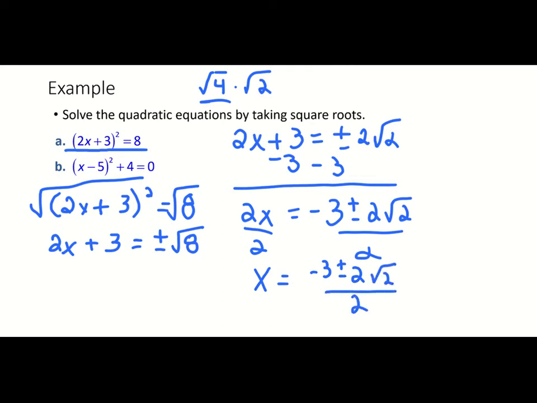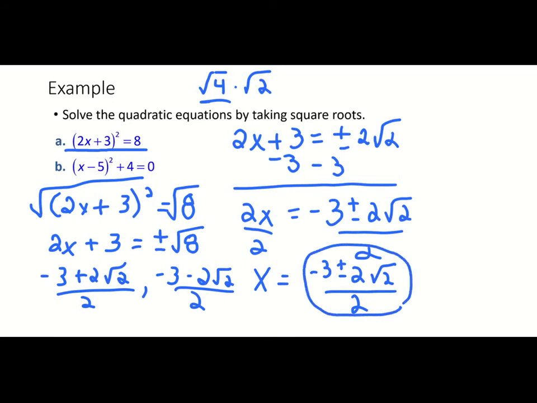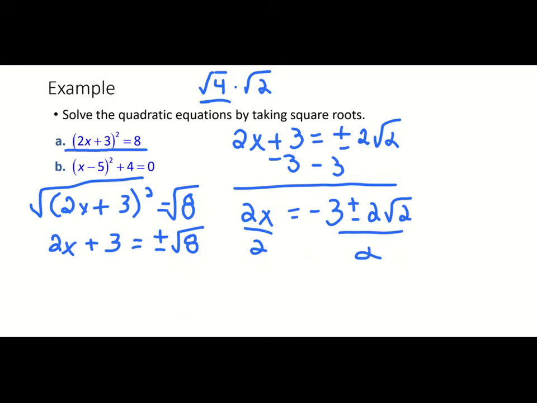And if they ask for the two solutions, this is them written together because we have plus or minus here with the 2 square root 2. If they ask for each individual solution, it would be negative 3 plus 2 square root 2 all over 2, or negative 3 minus 2 square root 2 over 2. So just two different ways to write out your solution. You can put them together or separate if you need to.